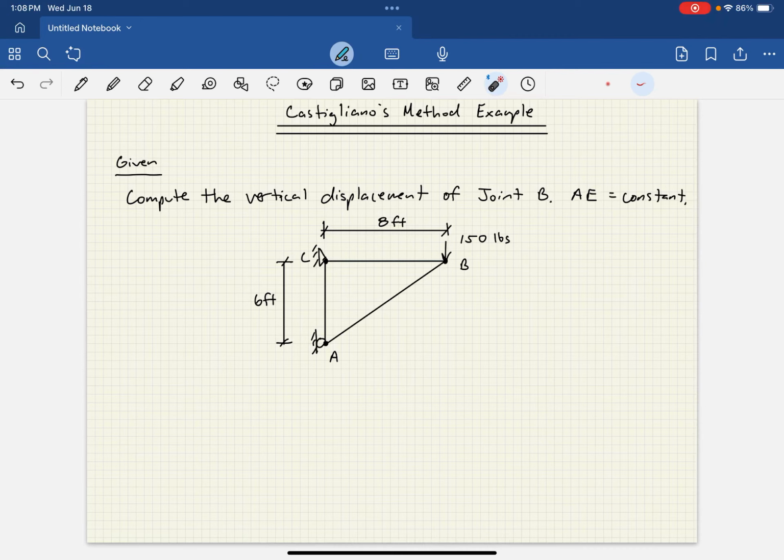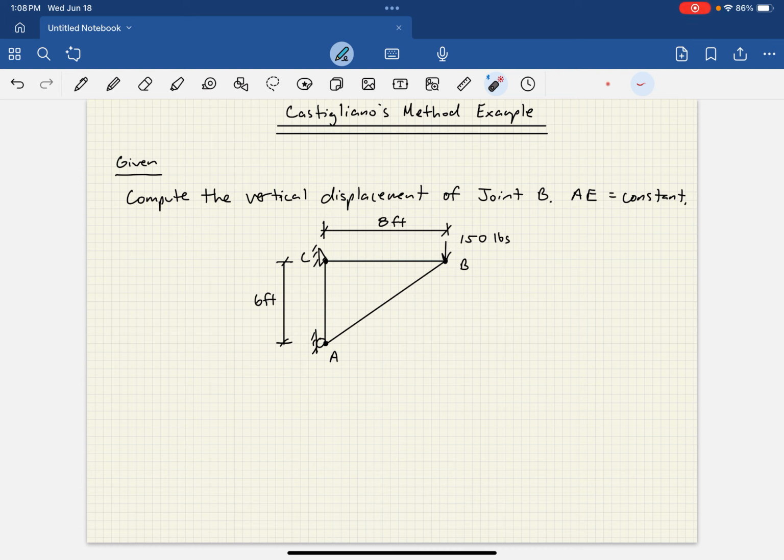Hey everybody, Dr. A here, and in this video we're going to be exploring an example of using Castigliano's method to compute the displacement of a truss joint. So let's go ahead and dive into it. In the given information, we're being asked to compute the vertical displacement of joint B, and we're being told that the axial rigidity, which is AE, the product of cross-section area and modulus of elasticity, is constant for the entire system.